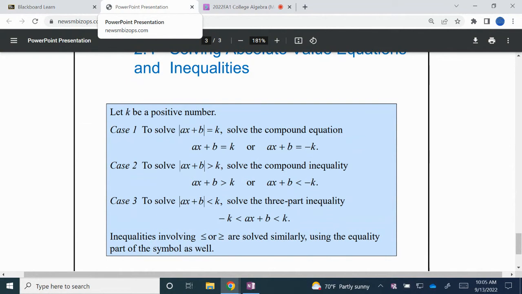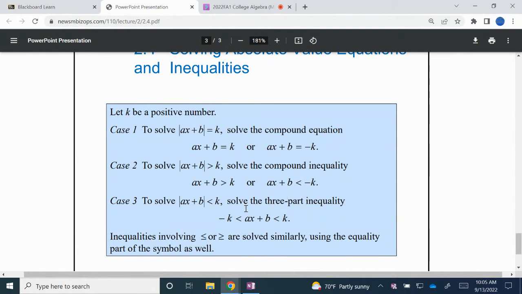Ax plus b, we remove the absolute value bars, right? And we keep it as it is. So remove the absolute value bars, we keep the greater than inequality, or ax plus b is less than negative k. So we change the sign and we reverse the inequality.